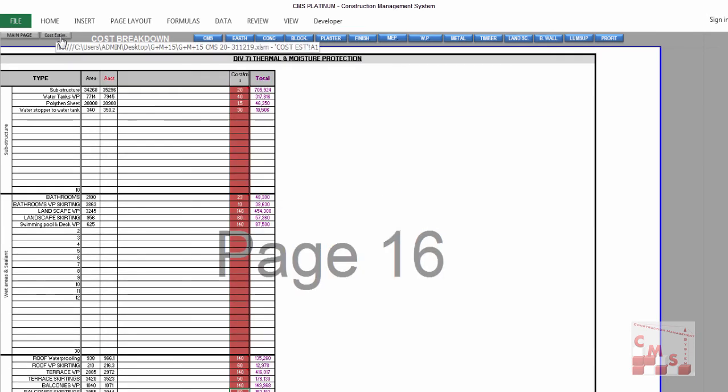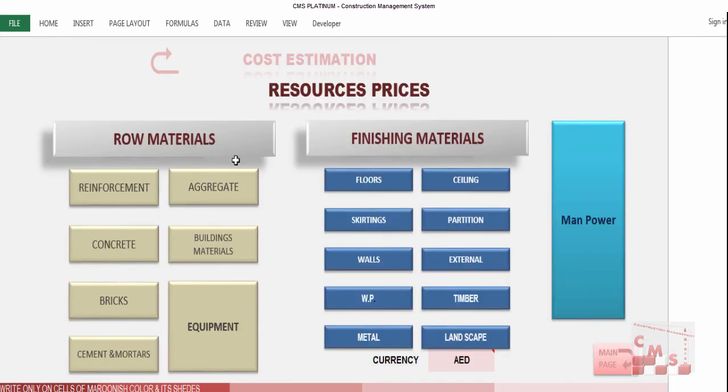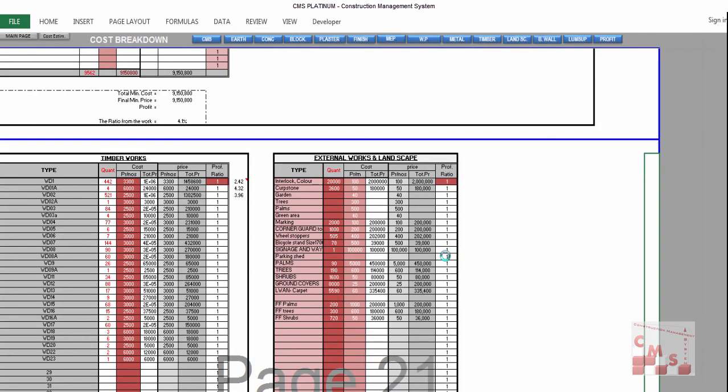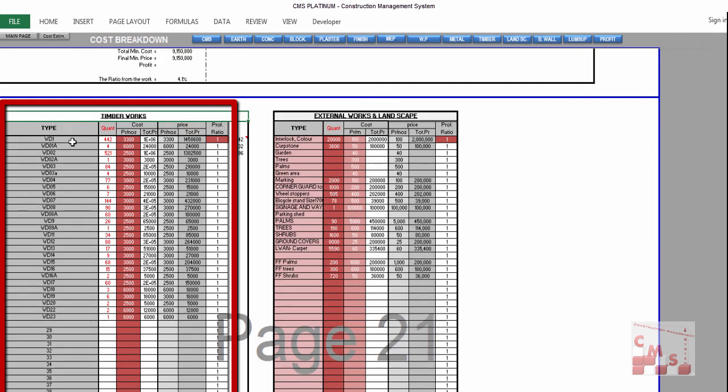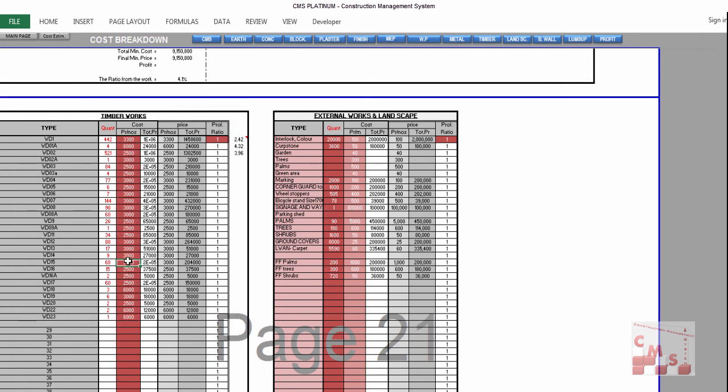Back to cost estimation, resources, you'll go for timber. When you click timber, CMS will direct you also to the same page of cost breakdown. You will find here the timber works. All the types of timber work are there. You will add here the price for each type of timber, door or window or whatever, as you already inserted. All the codes you inserted, you will find here. You will add only the cost of each type.